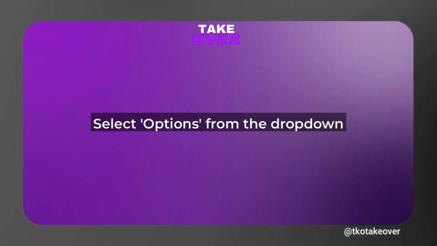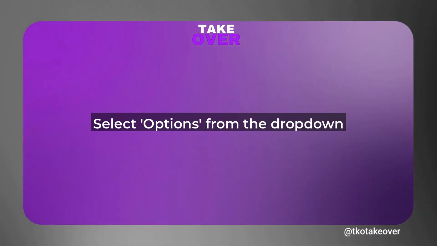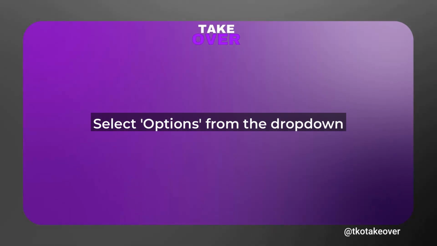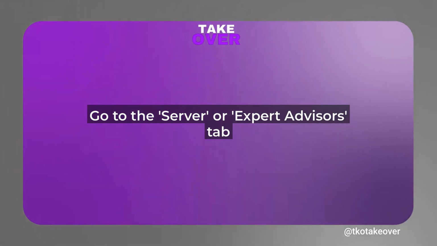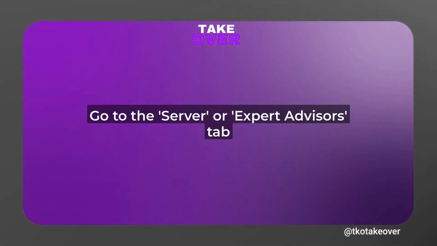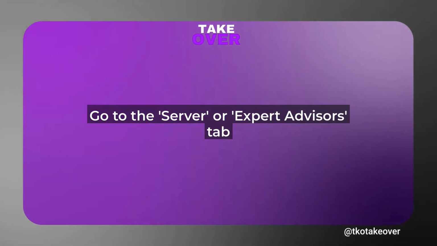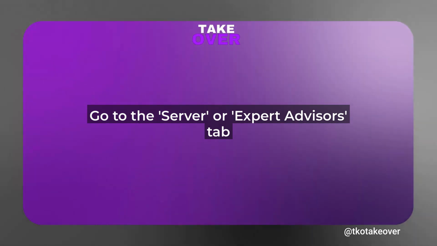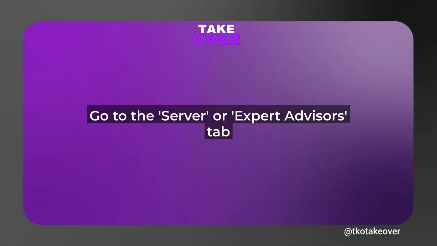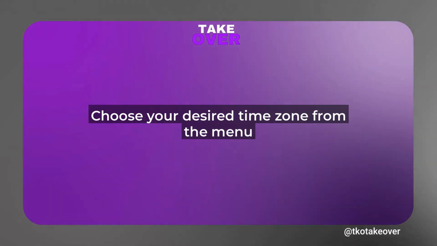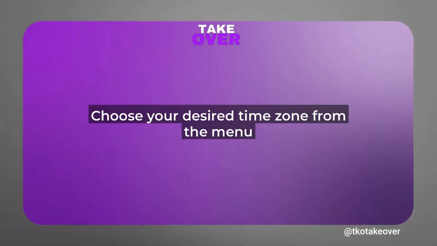In the Options window, navigate to the Server or Expert Advisors tab, depending on your version. Here, you'll find the time-related settings. Look for the Time Zone option. It's usually listed as a drop-down menu. Click on it and select your desired time zone from the list. For example, if you're in New York, choose Eastern Time, or if you're in London, go for GMT. After selecting your time zone, hit OK or Apply to save the changes.